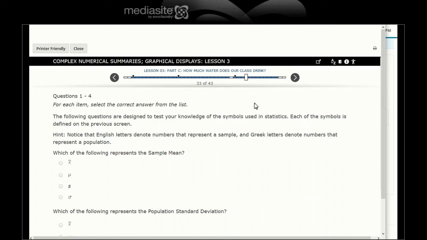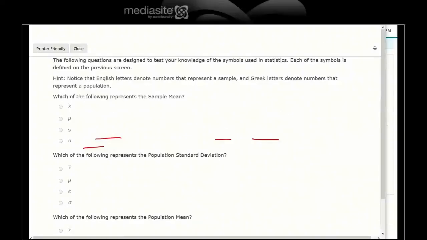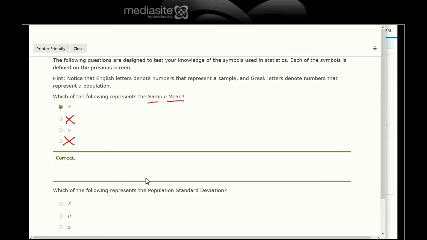Okay, so for each item, select the correct answer from the list. The following question is designed to test your knowledge of the symbols used in statistics. Each symbol is defined on the previous screen. Notice that English letters denote numbers representing a sample. Again, English letter, sample; Greek letter, population. So, mean of a sample. That means we immediately eliminate the Greek letters. Then we just have to determine between x bar or S, and of course, it would be x bar.